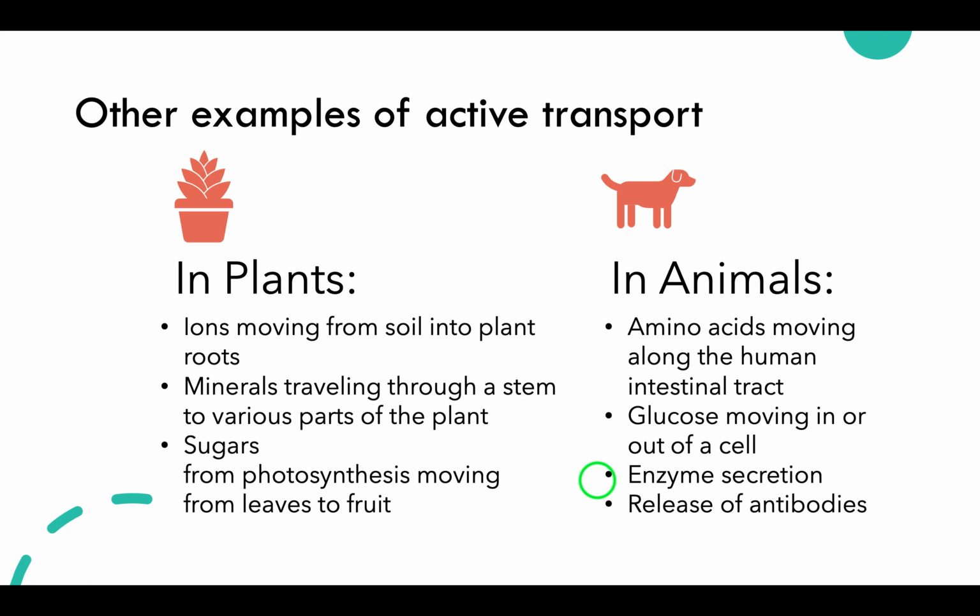Now, both animals and plants experience active transport at the cellular level. Other examples of active transport include ions moving from soil to plant roots, minerals traveling through a stem to various parts of the plant, sugars from photosynthesis moving from leaves to fruit, amino acids moving along the human intestinal tract, glucose moving in or out of a cell, enzyme secretion and release of antibodies.